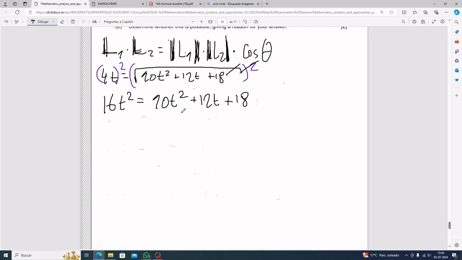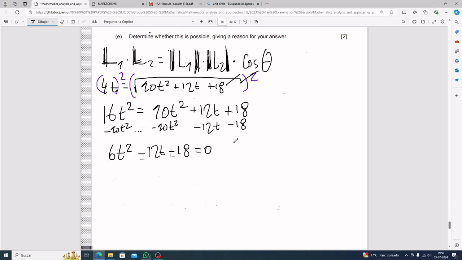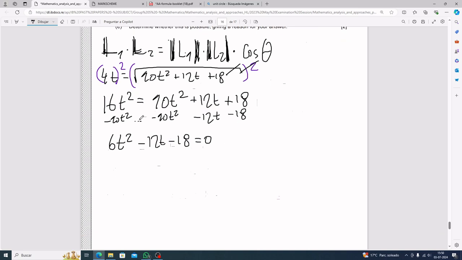From here, you want to get everything to one side. So I'm just going to go ahead and do minus 10t squared, and really, I'm going to minus everything else as well. So minus 12t minus 18. After you do all those steps, you end up with 6t squared minus 12t minus 18 equals 0. All I really did was throw everything over to the left. Now from here, you do want to solve for t, correct?